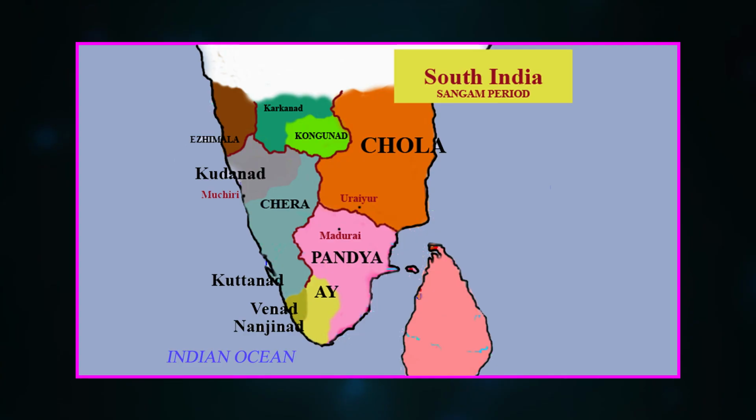Pandyas and the Cholas, on the other hand, were located in the rich riverine plains, providing extended zones of cultivation and were thus more densely populated.